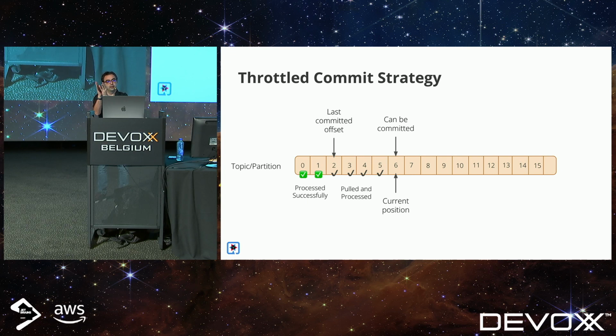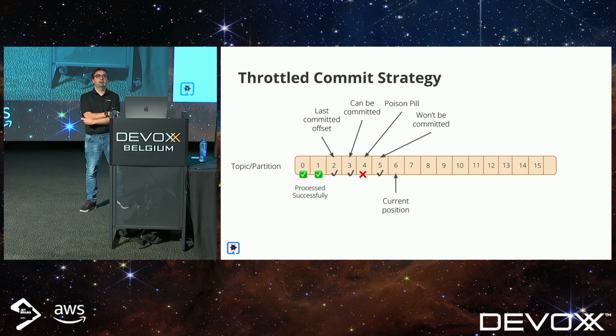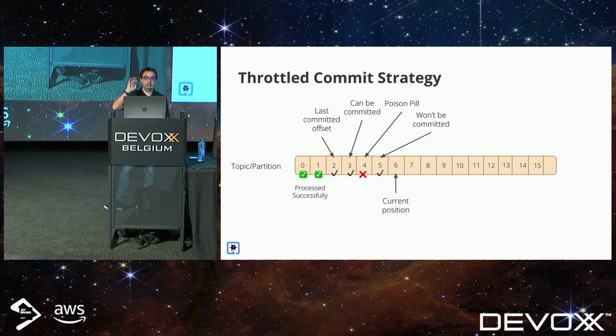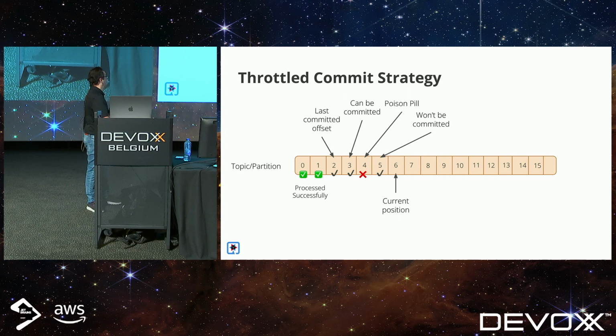The problem with this is that you can have a poison pill. A poison pill is a record that you can't process. It will always fail. You can retry, it will fail. So in that case, you process, and boom, poison pill. The poison pill will kill the throttled commit strategy because you can't commit anymore. The maximum you can commit here is 4, because 3 can be processed successfully, plus 1, 4. But it will never be able to commit 5 or 6. Why? Because I have a hole in my processing.